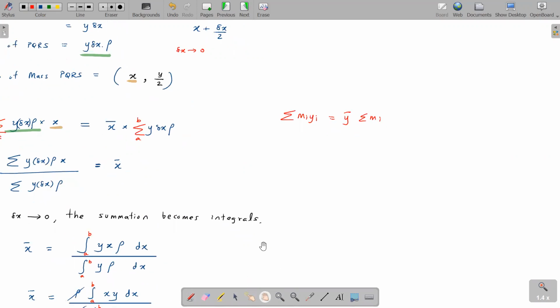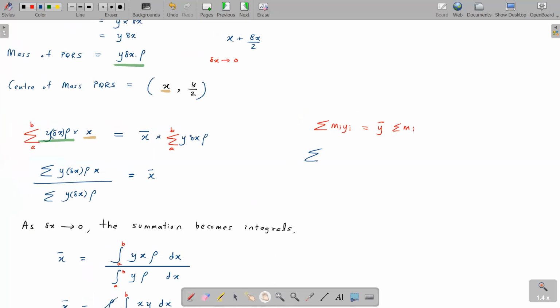Okay, so all you got to do here is sigma, mass for y times delta x times rho, and you multiply with the center of mass. Now we'll be multiplying with the center of mass y coordinate. So y coordinate is y over 2. All right, so mass into center of mass, that's done, equals y bar times total mass. So you add the mass, y delta x rho. And you know the summation is from a to b. So the same exact story that we did before.